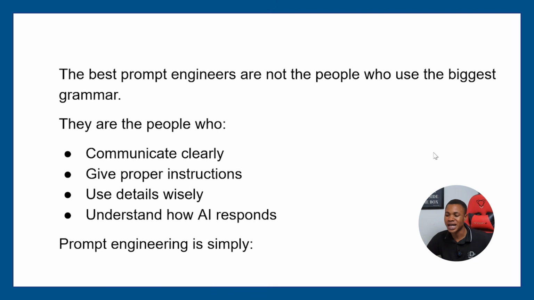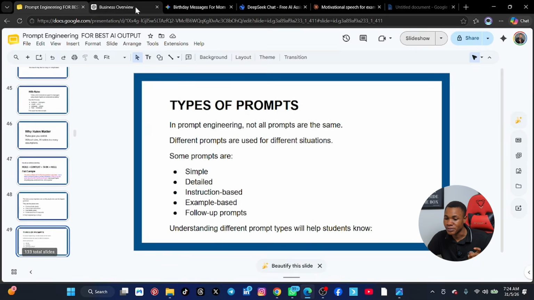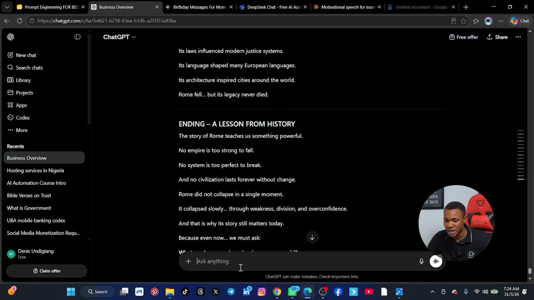The best prompt engineers are not the people who use the biggest grammar. The best prompt engineers are people who give clear instructions, people who give details, accurate details, and people who know how to actually give the right instructions. So it's not about grammar. It's about how you can even explain something in Pidgin and AI will respond to you in the normal language. Sometimes it follows you in Pidgin as well.